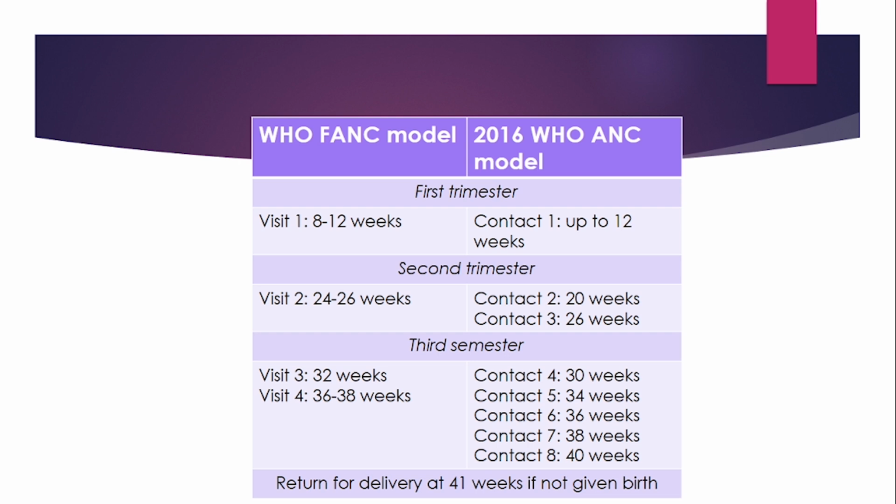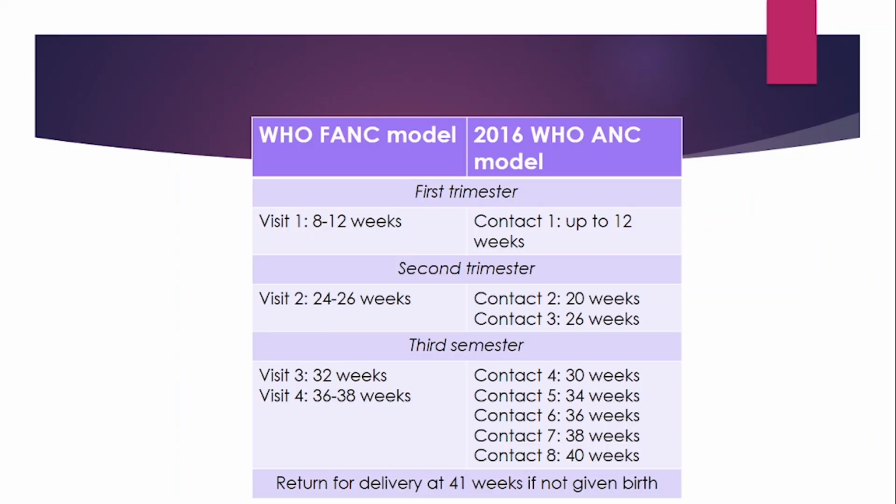However, in the revised WHO antenatal care model, the first contact can be anytime, up to 12 weeks. In the second trimester, there are 2 contacts. The first contact takes place at 20 weeks, and that is when a lot of women are also screened for some medical disorders like hypertension in pregnancy, diabetes in pregnancy. The second contact, which is contact 3 under the 2016 revised WHO model, takes place at about 26 weeks.